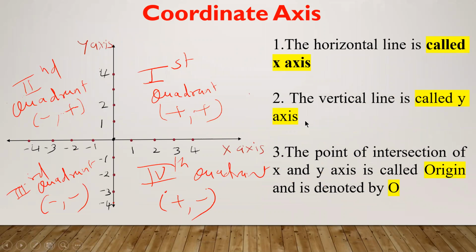You already know this coordinate axis. You know this first quadrant. In the first quadrant, both the coordinates are positive. In the second quadrant, the x coordinate is negative, the y coordinate positive. In the third quadrant, x and y both are negative. And in the fourth quadrant, the x coordinate is positive and the y coordinate is negative. So you already know that.